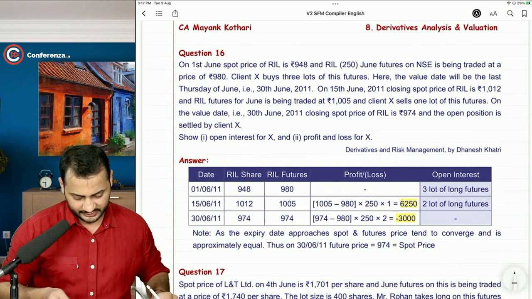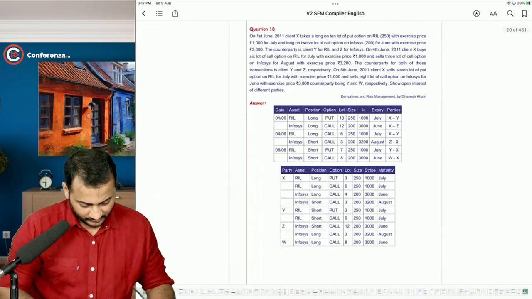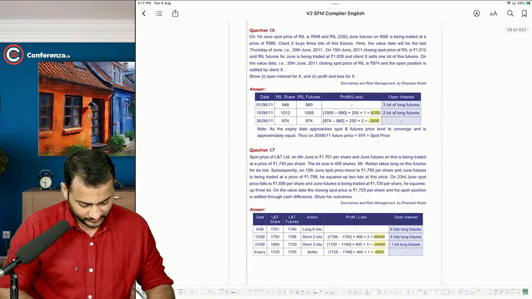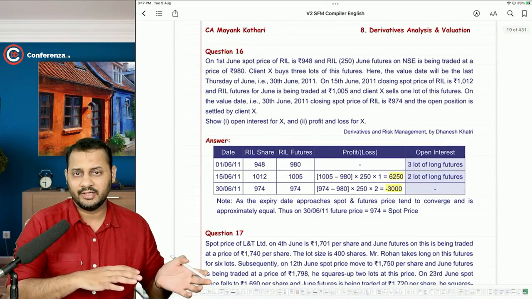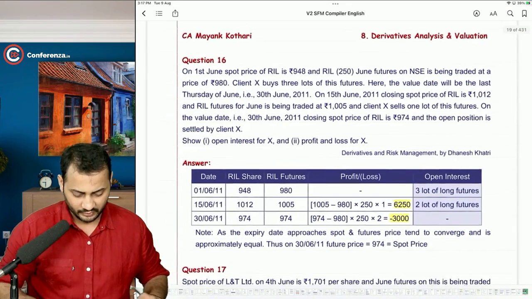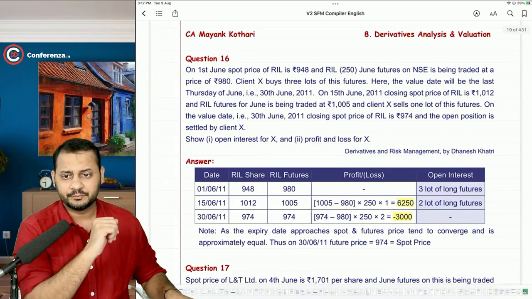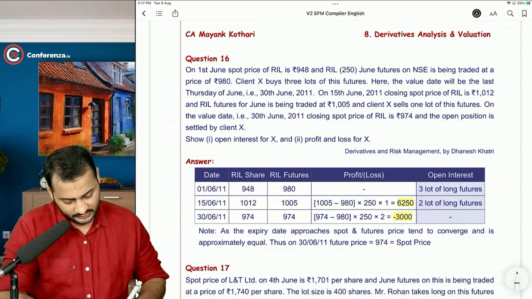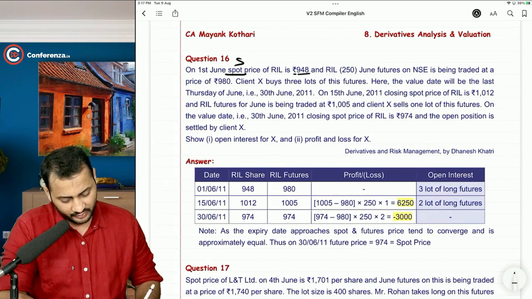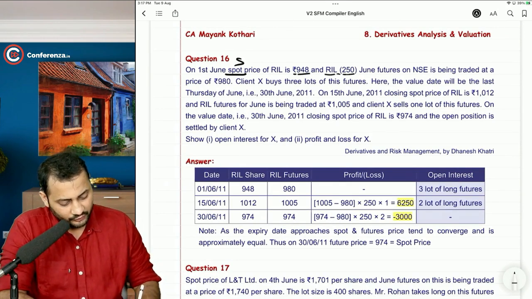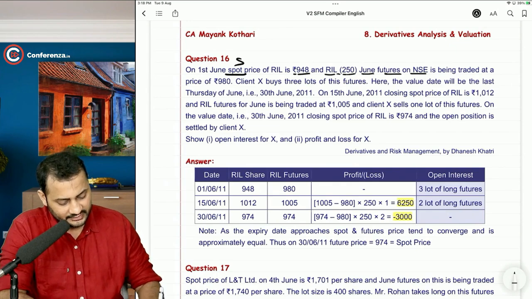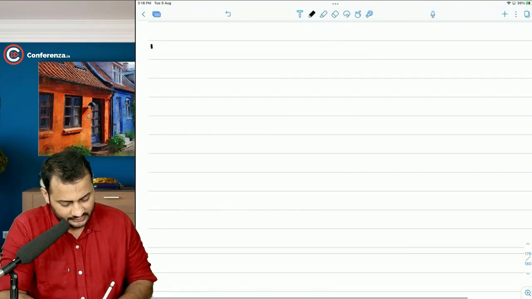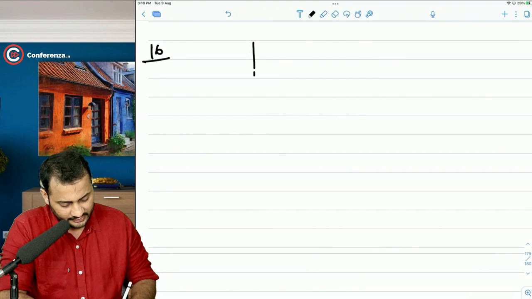Now come to question number 16, 17, 18. Yeah, all these three questions are pretty much the same. So I'm going to take 16 and 18. 17 will be your homework. Have a look now. Question number 16. On 1st June spot price of RIL, understand the difference. This is the spot, 948. And RIL 250 June futures on NSE is being traded at 980. So if you do some calculation in this case, question number 16, and if you write it like this.